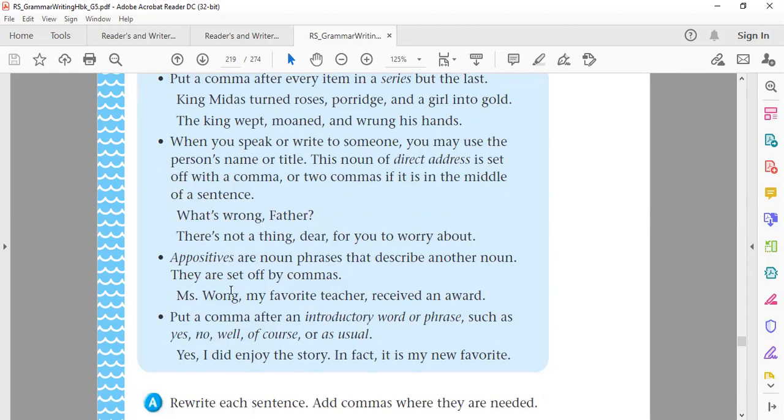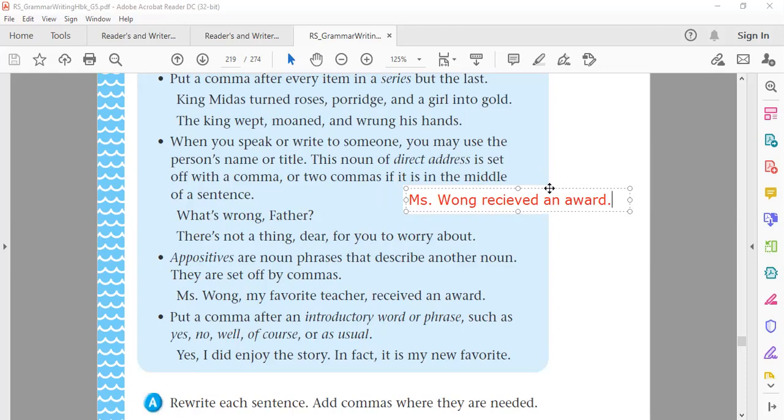Another use for the comma is with appositives, which are nouns or phrases that describe another noun. They are set off by commas. For example, if I say, Miss Wong, my favorite teacher, received an award. So this is what we call a sentence in the middle. What is the use of this sentence in the middle? The sentence in the middle usually gives you more information. I could simply say, Miss Wong received an award.